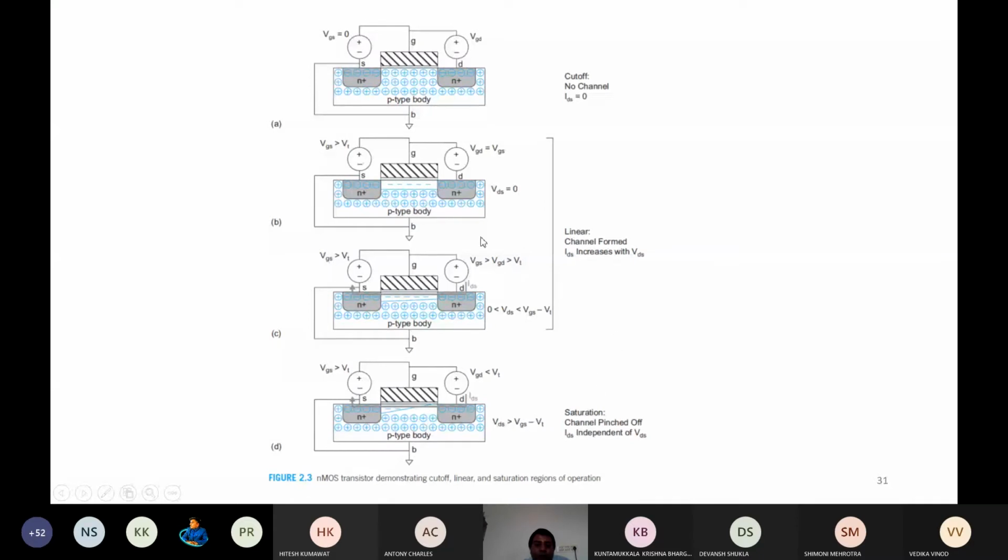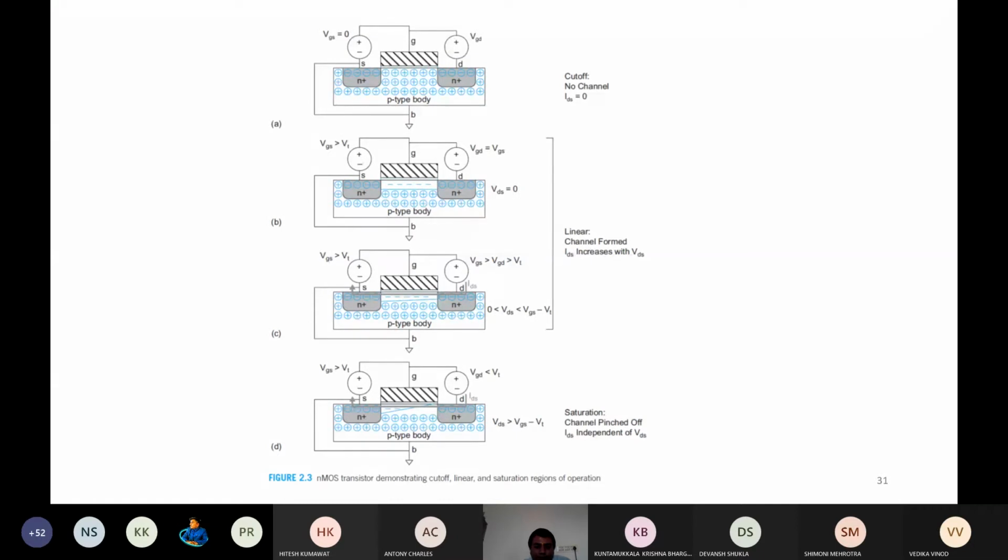This channel is now formed, the transistor becomes on, and it starts working. But initially, if you keep the drain to source voltage small, like VDS less than VGS minus VT, then it will operate in the linear region, where the current increases linearly with the drain to source voltage. The drain to source voltage should be small enough, less than VGS minus VT.